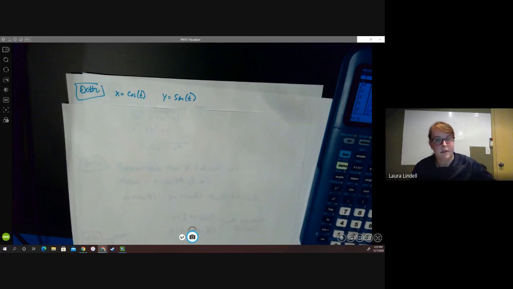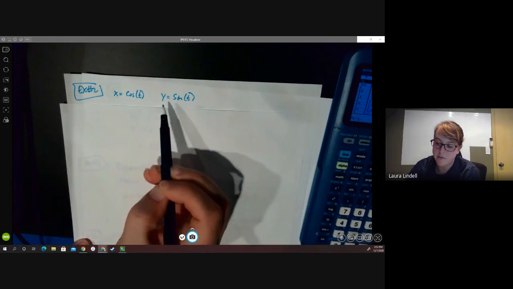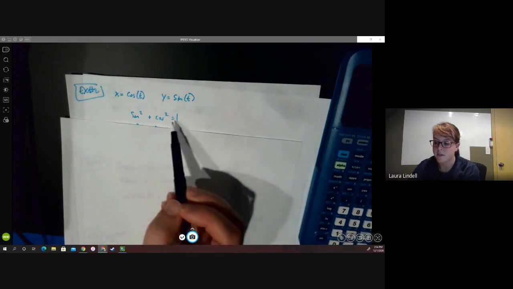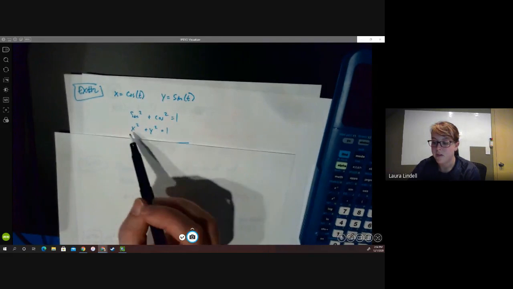This particular function might look kind of familiar because you are hopefully familiar with the unit circle. In the unit circle, x is cosine and y is sine. So same kind of thing happens here. If I'm going to eliminate the parameter for this one, when you're involving trig functions, usually it's a good idea to use trig identities, particularly in this case where we have cosine and sine. Knowing that sine squared plus cosine squared equals 1 is going to help us out a lot, because cosine squared is the same thing as x squared, and sine squared is the same thing as y squared. So I can substitute those in.